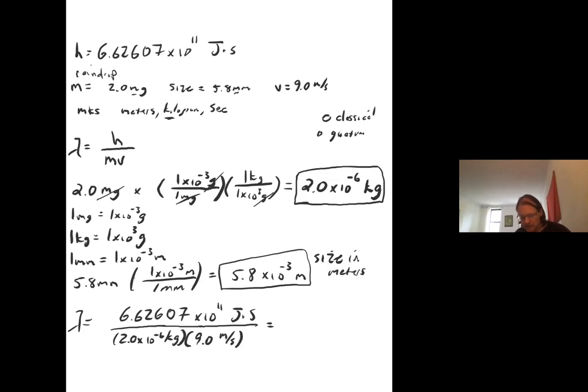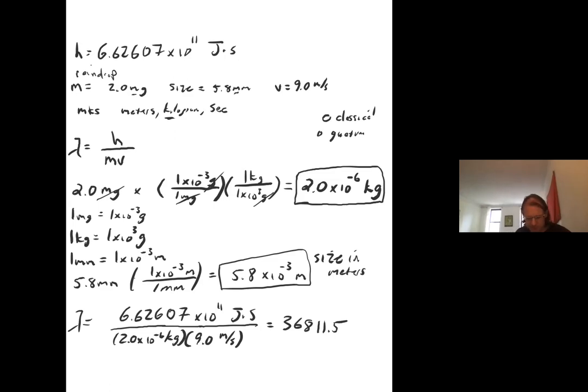Let's take a look at the units, joules times seconds. The units are going to look kind of quirky here, I'll go over them separately. So 6.62607 times 10 to the 11 divided by 2.0 times 10 to the minus 6 divided by 9.0. And it looks like you get 36811. That can't be. Oh yeah, that is right. 11.5. We don't need that many sig figs, but let me show you what the units are.